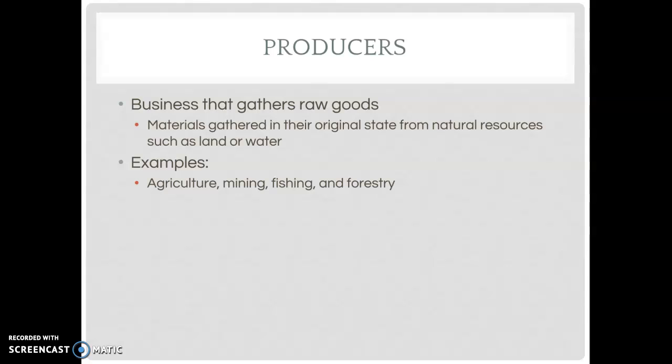A producer is a business that's going to gather raw goods. Raw goods just mean that they are materials that are gathered in their original state from natural resources. So an example would be like land or water. Examples of producers would be agriculture, mining, fishing, and forestry. These are all businesses that are going to gather their raw goods.